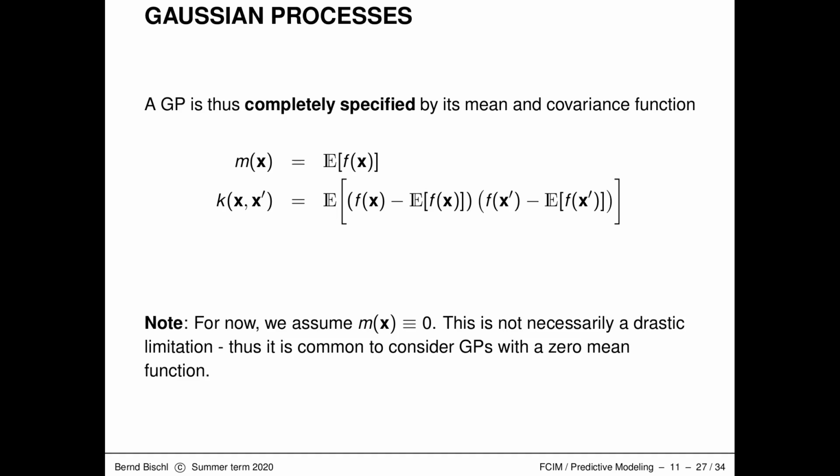For now, we will always assume that this m function is completely zero. So we will call that a zero mean Gaussian process, and we'll later on see that this is actually not a drastic limitation. We can work with non-zero GPs, and that gives us a certain flexibility, but that's not necessarily even needed. The covariance function, on the other hand, is something that we as modelers have to specify and pick.